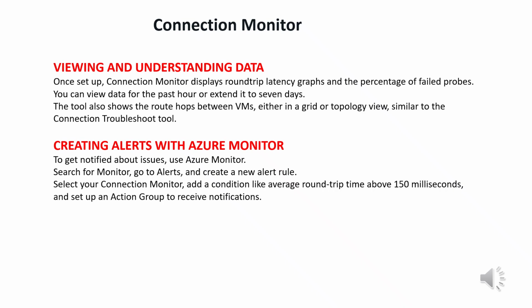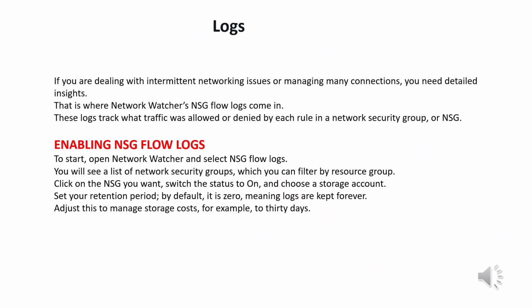To get notified about issues, use Azure Monitor. Search for Monitor, go to Alerts, and create a new alert rule. Select your Connection Monitor, add a condition like average round-trip time above 150 milliseconds, and set up an action group to receive notifications.